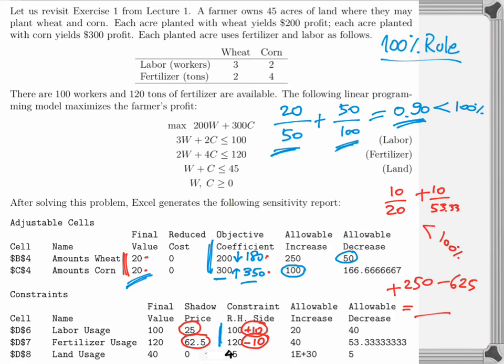All right, so this is how you can assess the effect of combined changes, as long as they obey the 100% rule as I explained here. You can calculate the individual changes.